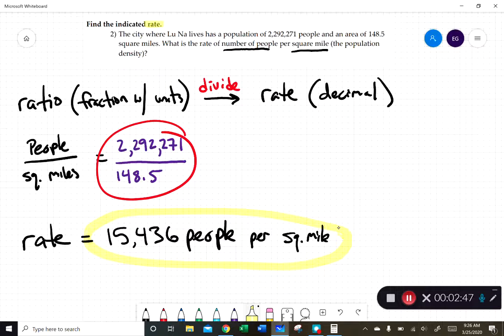So in general, if you want to calculate the rate of something, you start here. You start with the ratio, which is a fraction. And to convert a fraction to a decimal, you divide. So if you want a rate, you start with the ratio, you divide the numerator by the denominator, and that gives you the rate. So in this case, our rate is 15,436 people per square mile.